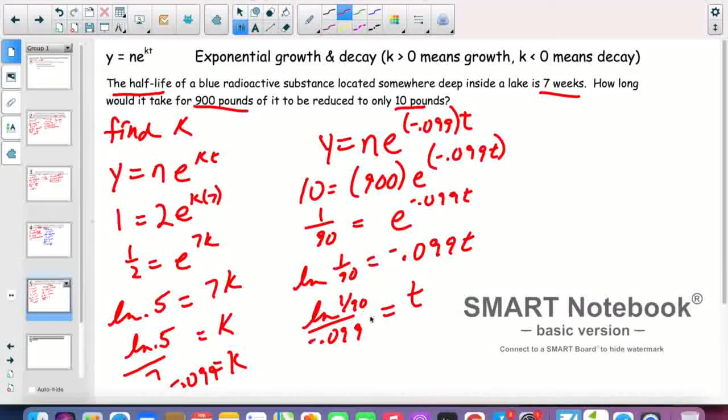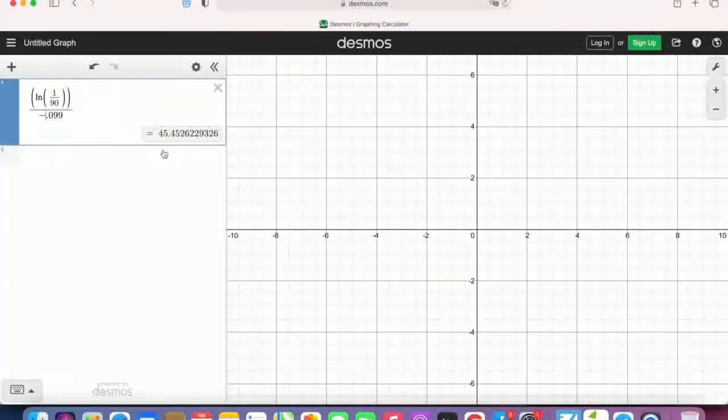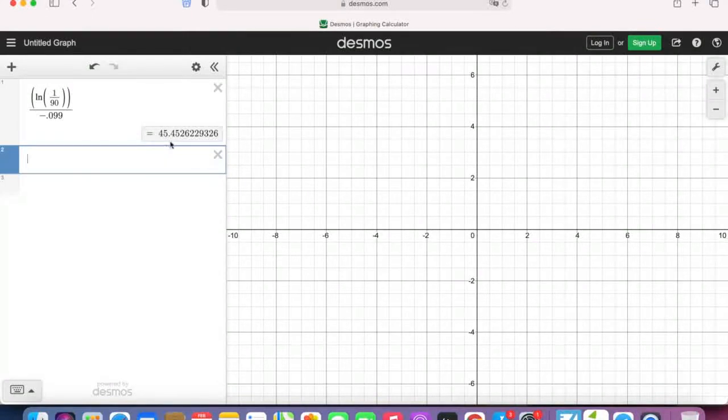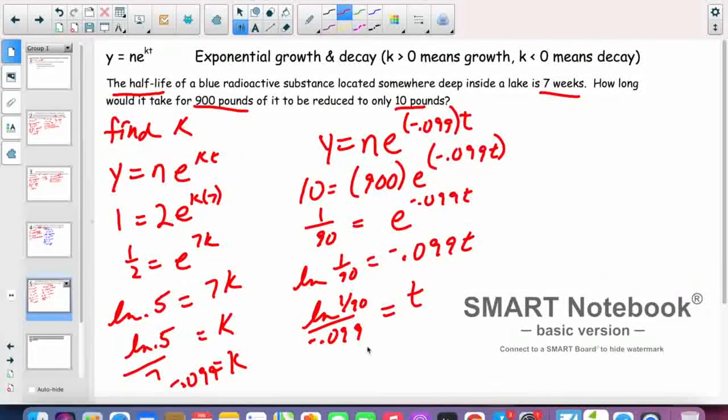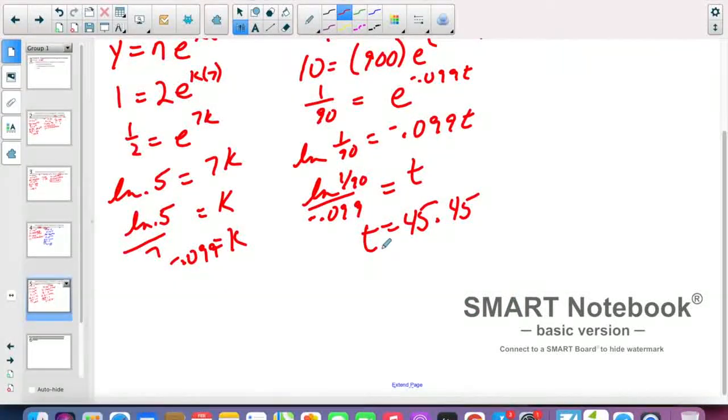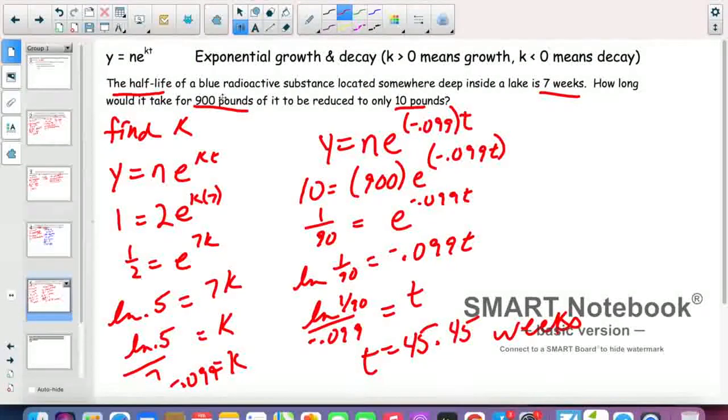If I divide by that negative 0.099 and then I go into Desmos and put that in, I end up getting 45.45. My t value is 45.45. And since this was a full number of weeks, I'm just going to keep it rounded to 2 decimal places here. Usually in Delta Math or whatever worksheet you're doing, they're going to tell you what to round to. So this would be certainly fine, 45.45, and that is the number of weeks. So it takes 45.45 weeks to go from 900 pounds to 10 pounds.